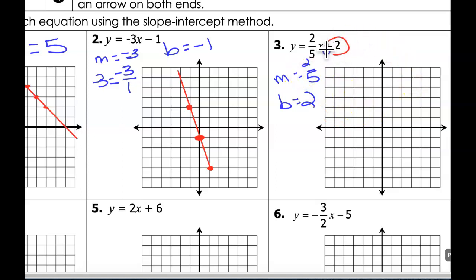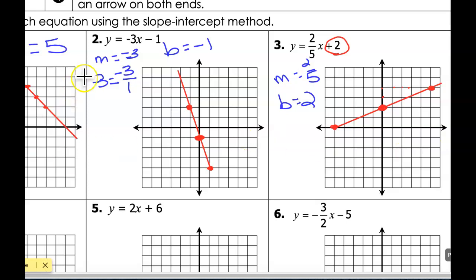So we start with our intercept. I go up 2. And then the slope tells me that from here I can go up 2 and to the right 5. Or I could go down 2 and to the left 5. Once we have a couple of points, we draw our line and we're done.